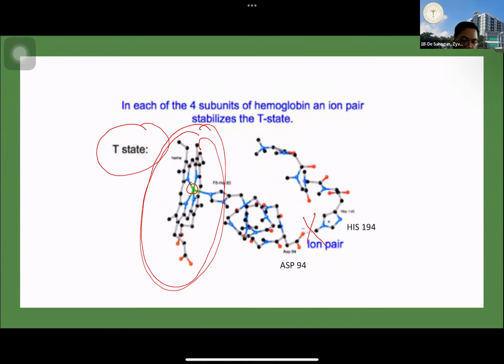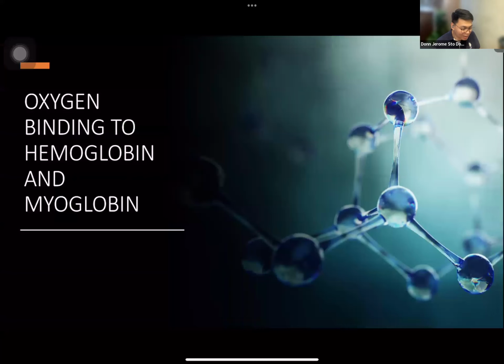Relaxed, no? Because you remove some of the ionic pairs. Another term for ionic pair is salt bridges. Later on, we will encounter that. So when you remove the salt bridges, this forms your relaxed form, or the high oxygen affinity form. High oxygen affinity. Okay, the energy is lower now. So next, I hope that's clear.